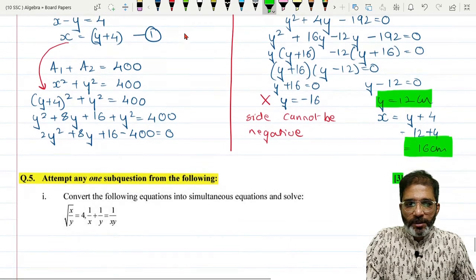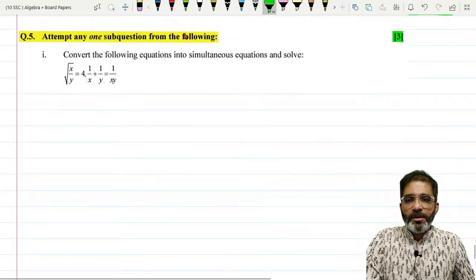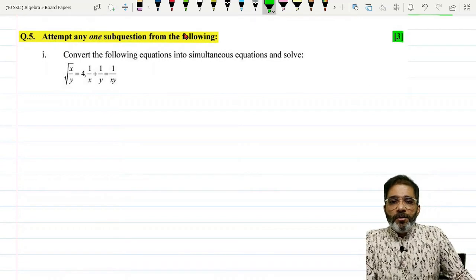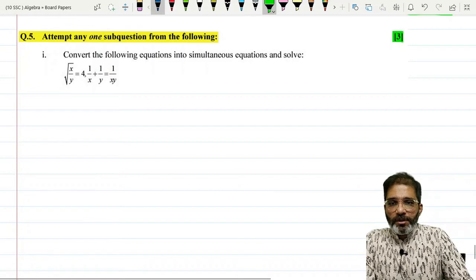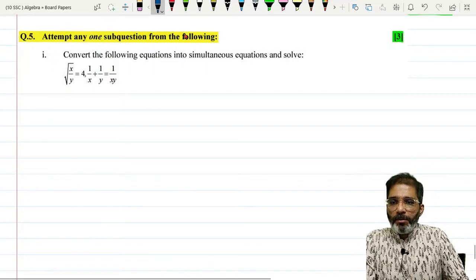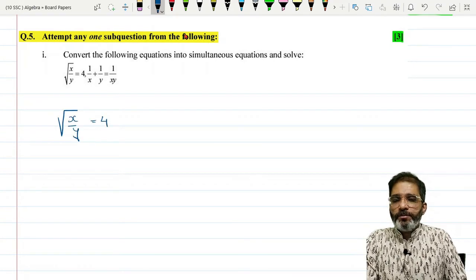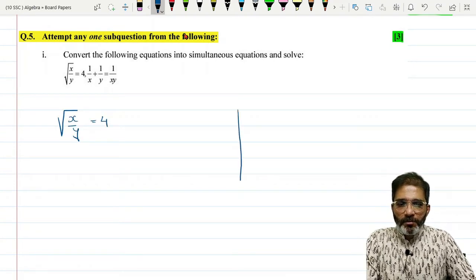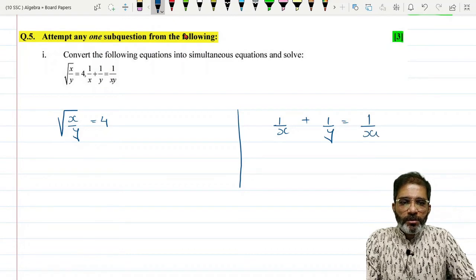So students, now let's see the last question, that is question number 5. Convert the following equations into simultaneous equations and solve. Yes, we even have to solve this. Okay, so let's see the first equation. It is the whole under root x upon y equal to 4, and the second equation is 1 upon x plus 1 upon y equals to 1 upon xy.